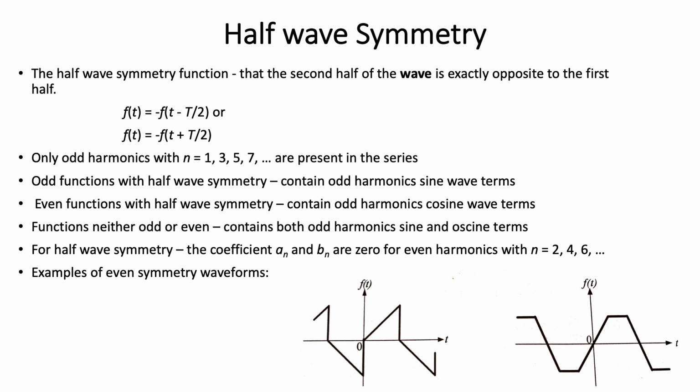For half-wave symmetry, the coefficients a naught and b naught are 0 for even harmonics with n equal to 2, 4, 6, and so on. Examples of half-wave symmetry waveforms are shown in the figure below. More examples of even and odd functions are shown in the next two slides.